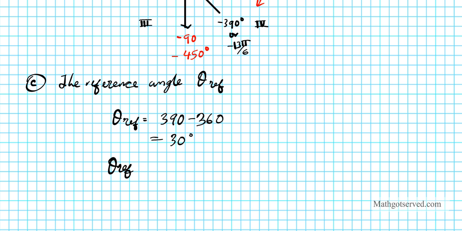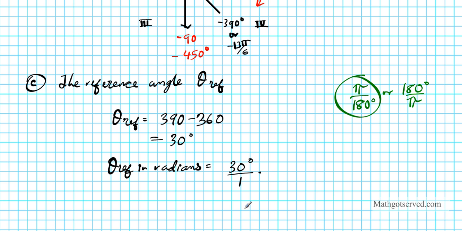Theta reference in radians: we have to multiply 30 degrees by a conversion factor. We have two choices again, either pi over 180 degrees or 180 degrees over pi. So which one are we going to select? Since there's a degree on top, we'll pick the one with a degree on the bottom so that the degrees cancel out and we're left with a radian measure. So multiply here, we have pi over 180 degrees. Now the degrees cancel out.